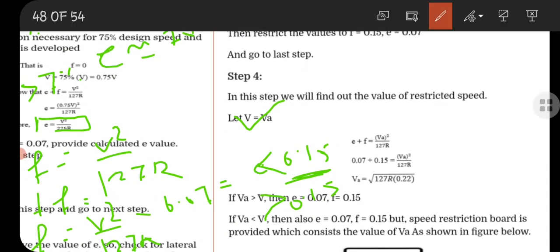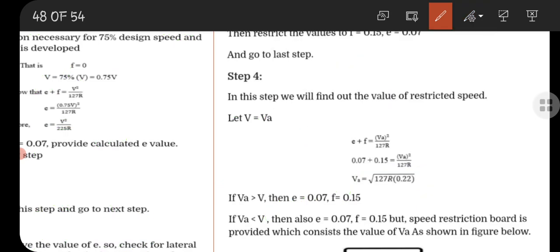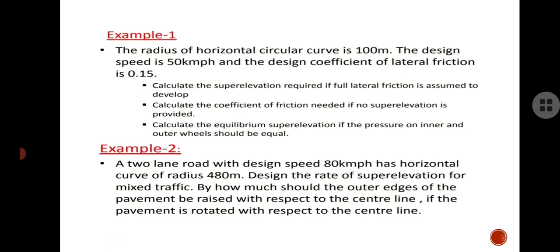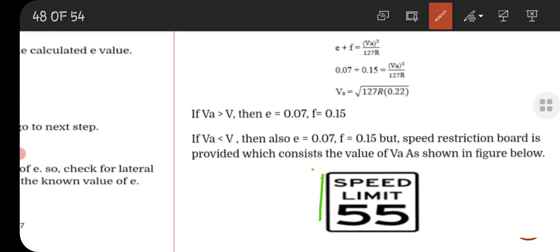The last step is our allowable speed on that road. By considering E at 0.07 and F at maximum 0.15, we will calculate the limiting speed from the formula VA is equal to square root of 127R into 0.22. Here are a few questions, and lastly we will provide the speed limit like this.